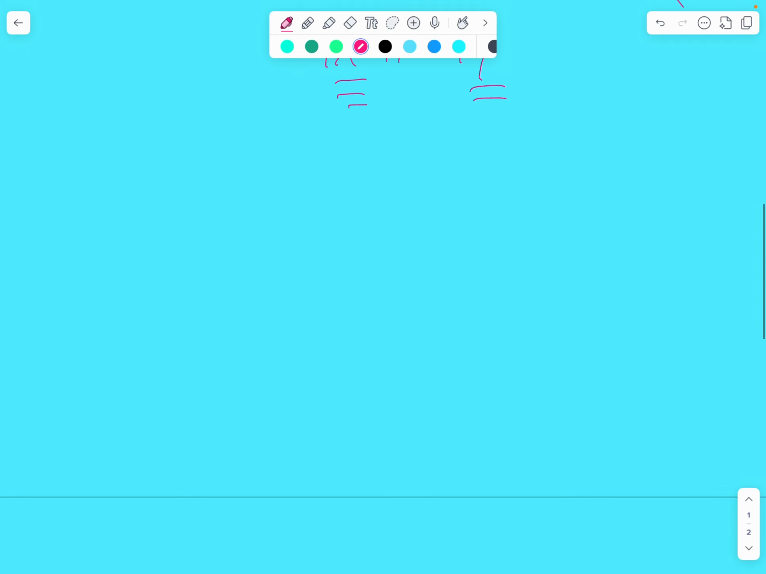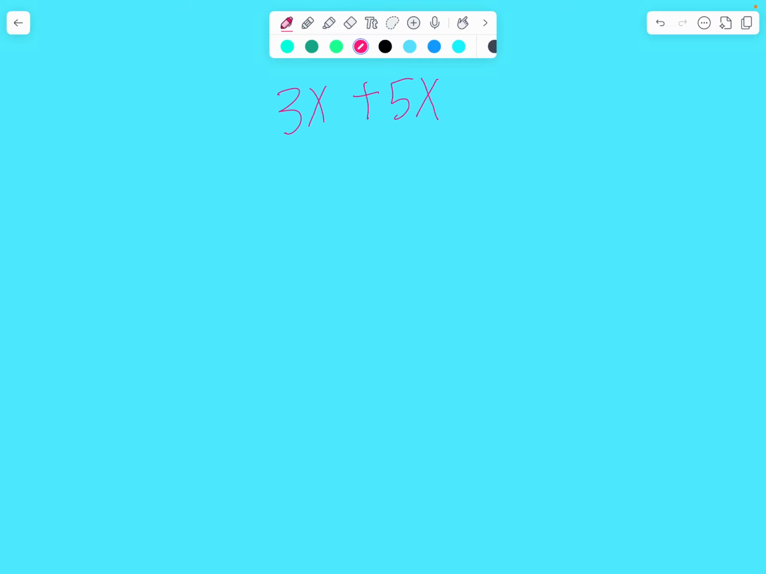So let's do problem 1. The instructions are simplify, right? You have 3x plus 5x. These are like terms. Same variable, x, same power, which is 1. Combine the coefficients, just like you would regularly. You have 3 plus 5. It's 8. Bring down the x. And you have 8x as your answer.